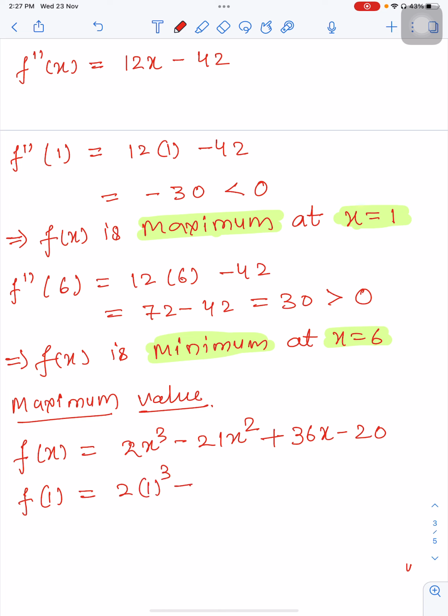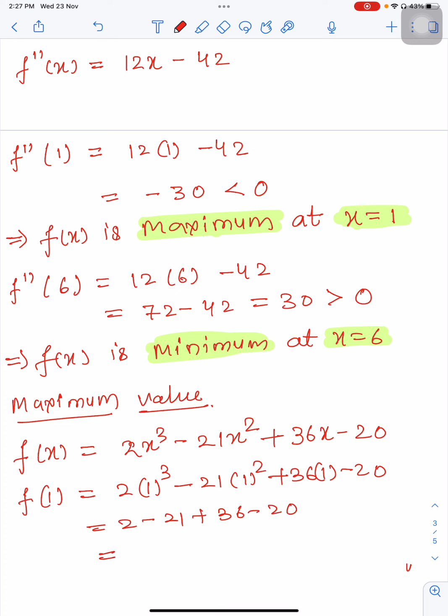So it will be 2 times 1 cube minus 21 times 1 square plus 36 times 1 minus 20, which will give us 2 minus 21 plus 36 minus 20. That is, this is 41, 41 and 2, which is negative 39 plus 36. That will give us what? Negative 3. So this is the what? Maximum value of the function.